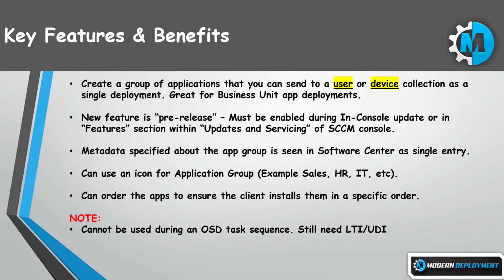All of the metadata specified about the app group is seen in Software Center as a single entry. You can also use icons for the application group. So let's say, for example, you have a sales icon or HR or IT icon. You can also order the apps to make sure that they install in a specific order within the group, sort of like a task sequence.